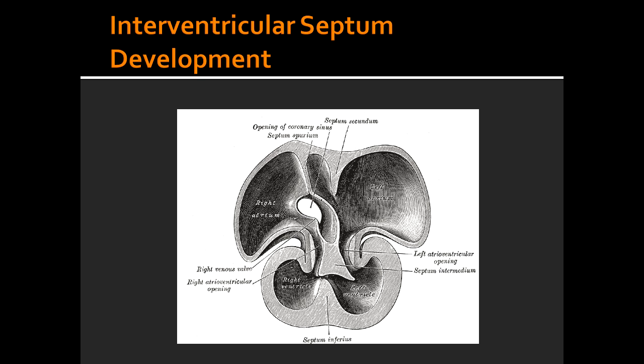What are some of the pathologies that can arise if there is an improper neural crest migration into the truncus arteriosus? If this were to happen, it would result in transposition of the great arteries or a persistent truncus arteriosus.